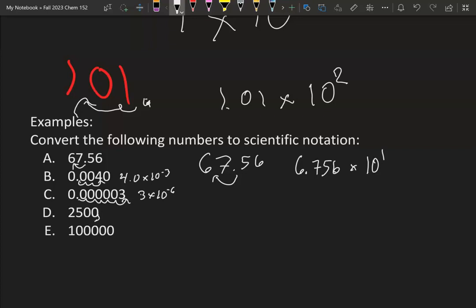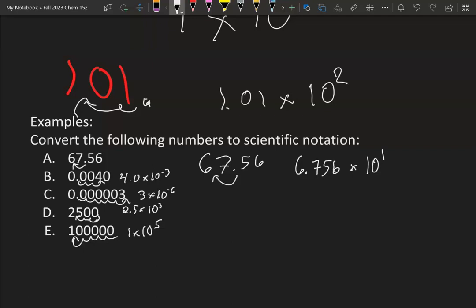So like letter D, the decimal place is not there, but we know it is there. It's just not written in place. So this would be 2.5 times 10 to the third power. So again, notice that I did not include the zeros because there's no decimal place. We're going to do the exact same thing for letter E. 1, 2, 3, 4, 5. So that's 1 times 10 to the fifth power. So again, if you move the decimal place to the left, you're going to have a positive exponent. If you move it to the right, you're going to have a negative exponent.